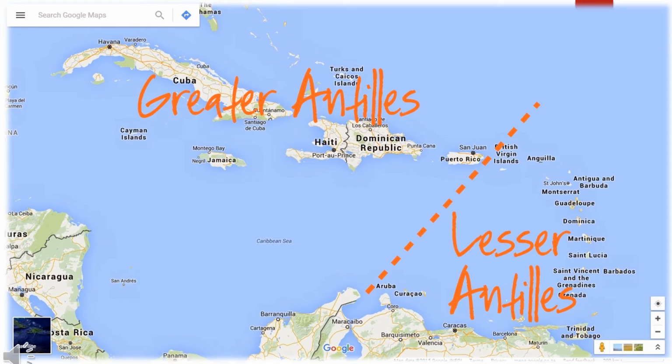The Caribbean is divided into the Greater Antilles and the Lesser Antilles. The Greater Antilles is made up of the bigger, or if you want to say the larger islands. That's how we call it, the Greater Antilles. And the Lesser Antilles is made up of the smaller islands.